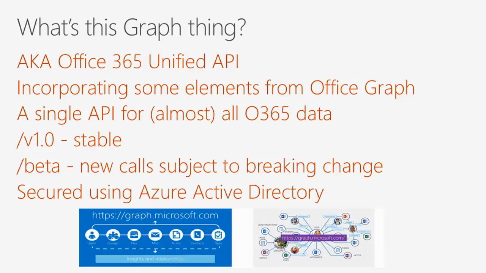So the beta endpoints, they're beta. You can use them, but don't use them for production scenarios because they're subject to getting breaking changes. And some of them don't really work very well yet. But that's the point of beta. Get it out there, get people using it, find out what works, what doesn't. If you want to build apps today that are going into production soon, stick with the v1.0 set of APIs. They are production ready and not subject to breaking change.